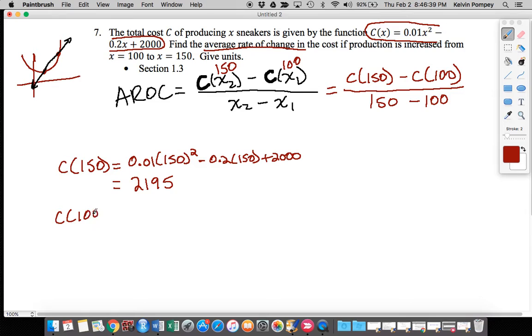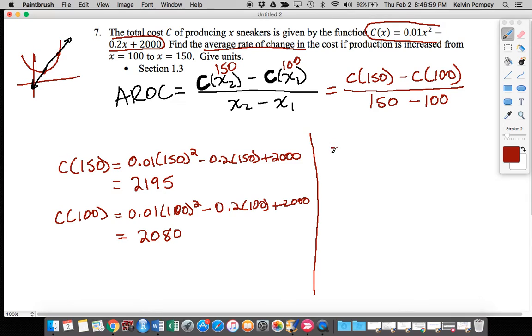And then I'll plug in 100 for x. So 0.01 times 100 squared minus 0.2 times 100 plus 2,000. And I get that is about 2,080. Okay? And so my average rate of change equals 2195 minus 2080 all over 150 minus 100. And so if I simplify that, I'm going to figure out that it is approximately 2.3.